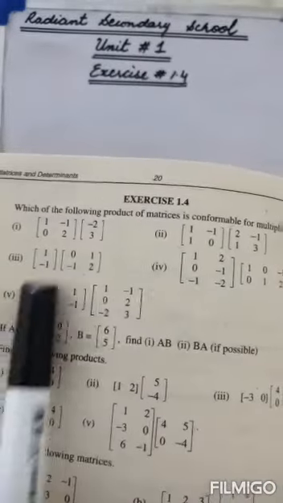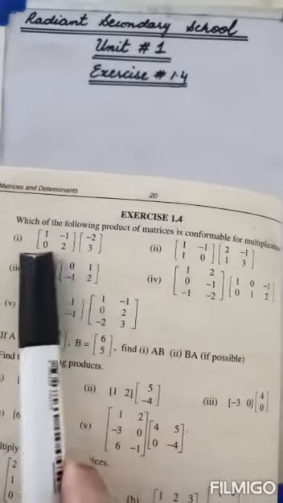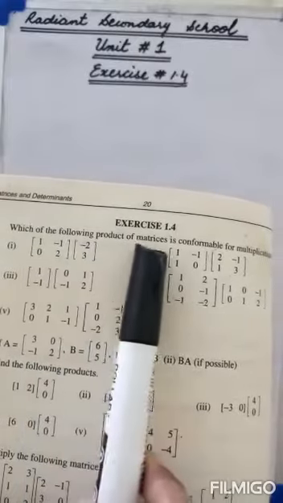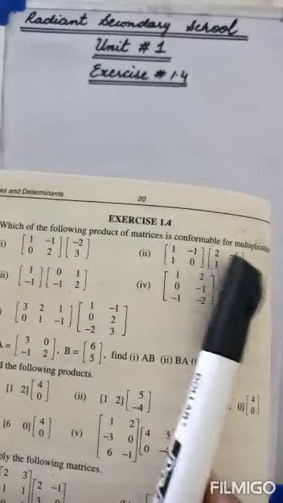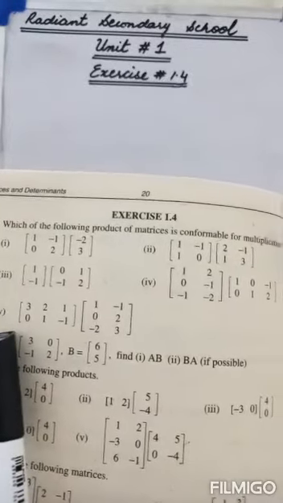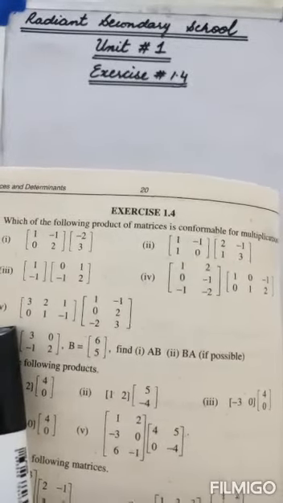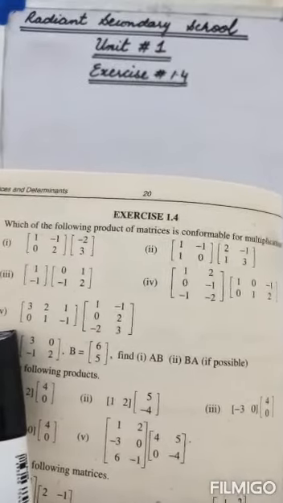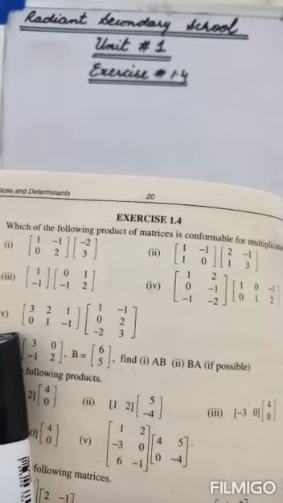Okay student, now this is your exercise 1.4 and the question number 1 is which of the following product of matrices is conformable for multiplication. In this question we just have to tell whether the product is possible or not. No need to multiply them, right? We will just check their possibility.